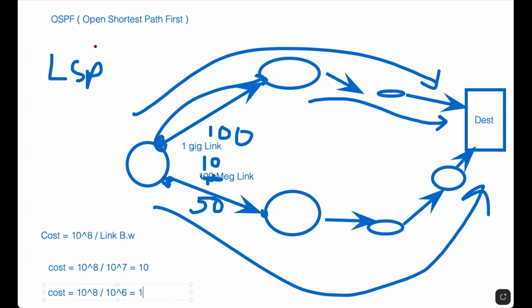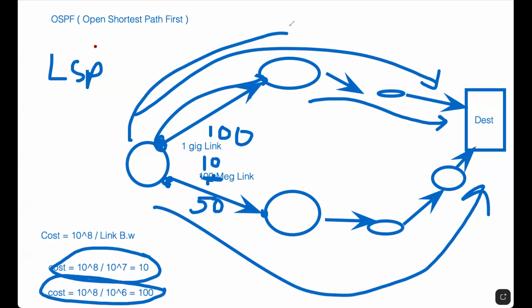That will make it 100. Okay, so to select the best path, this is the cost as 10, and this is the cost as 10, and this is cost as 100. So obviously we use the lower cost link, right?